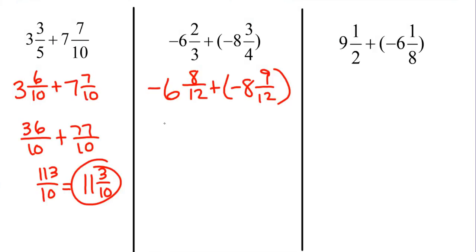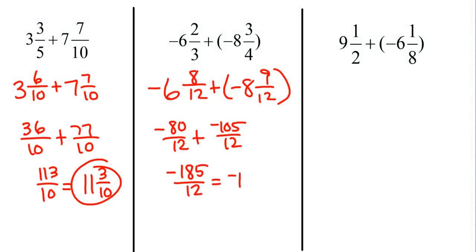Negative 6 and 8/12 is negative 80/12. And negative 8 and 9/12 is negative 105/12. And when I add these together, I get negative 185/12, which is negative 15 5/12 in simplest form. And then lastly, 9 1/2 plus negative 6 1/8.